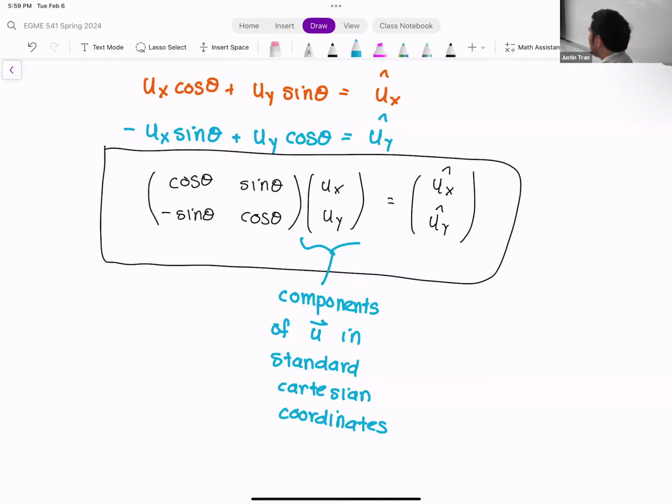So you have a standard vector. You want to describe it in terms of standard x and standard y. You use ux and uy. On the right-hand side here, we have ux hat and uy hat. So these are the components of the same vector, but in terms of a different coordinate system, in terms of our rotated coordinate system.